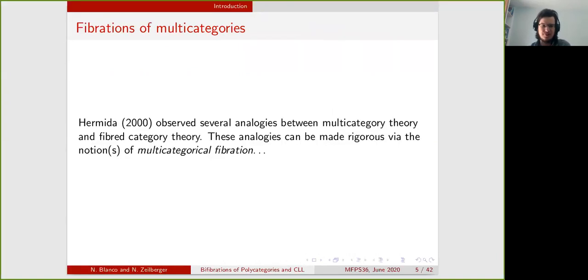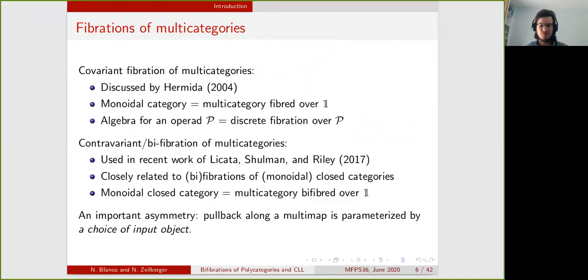And finally, I want to mention another line of work by Claudio Hermida. At the beginning of the millennium, Hermida observed that there are a lot of analogies between multicategory theory on one hand and fibered category theory. If you go to his nice paper, you will see a table that recaps all these analogies. And to make this rigorous, he introduced the notion of multicategorical fibration, more precisely of covariant fibration of multicategories. He did that in 2004.